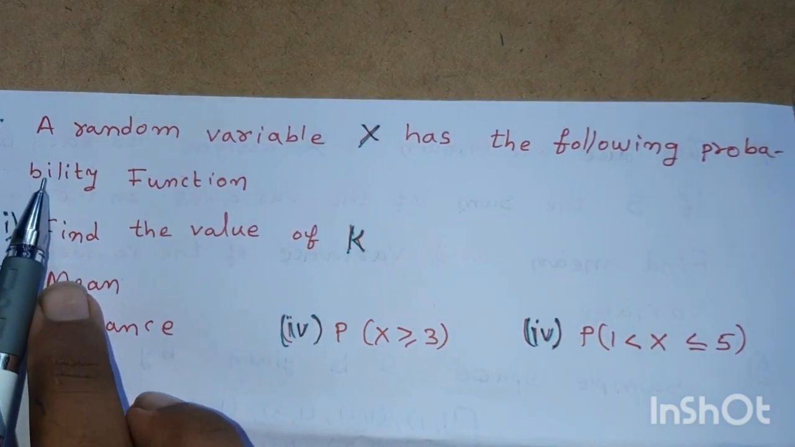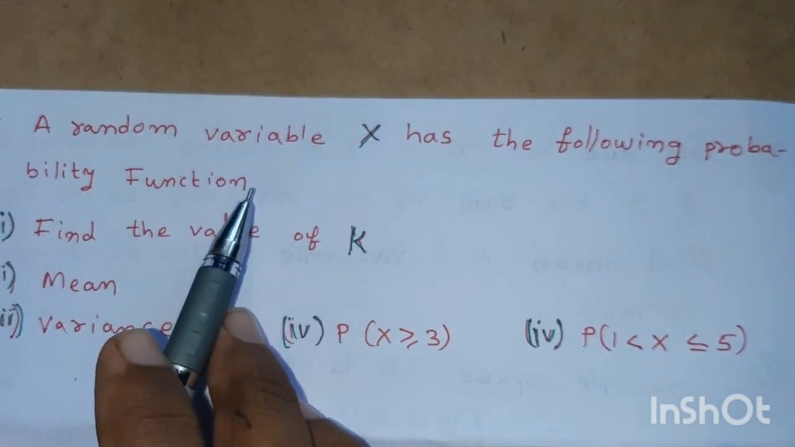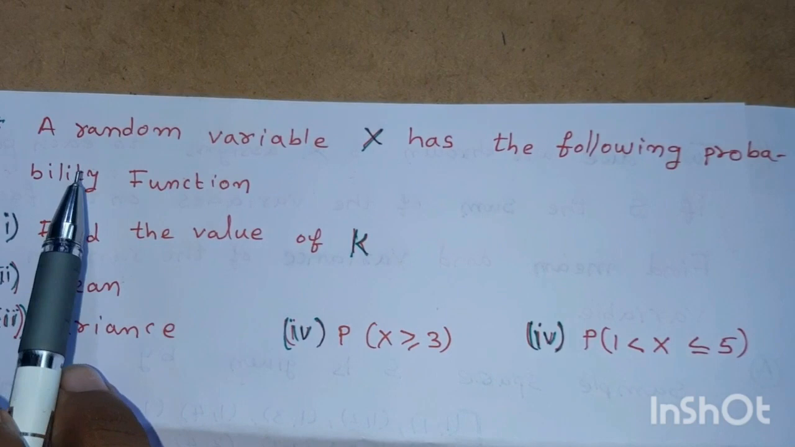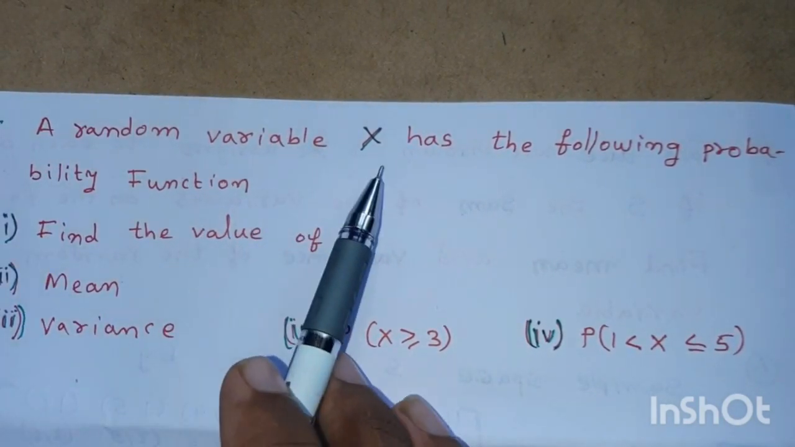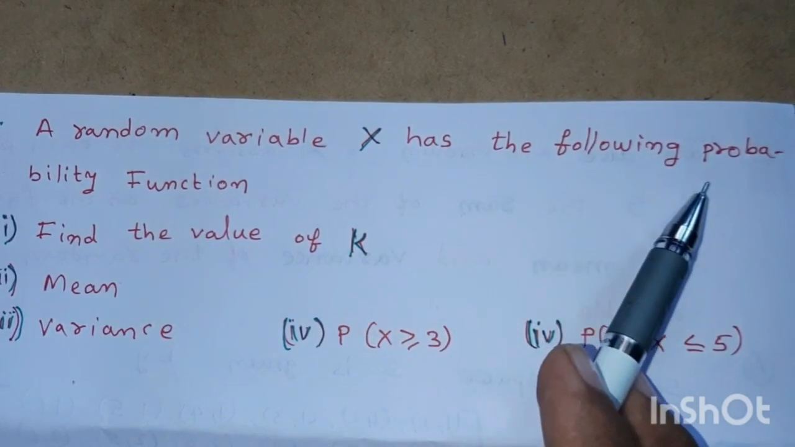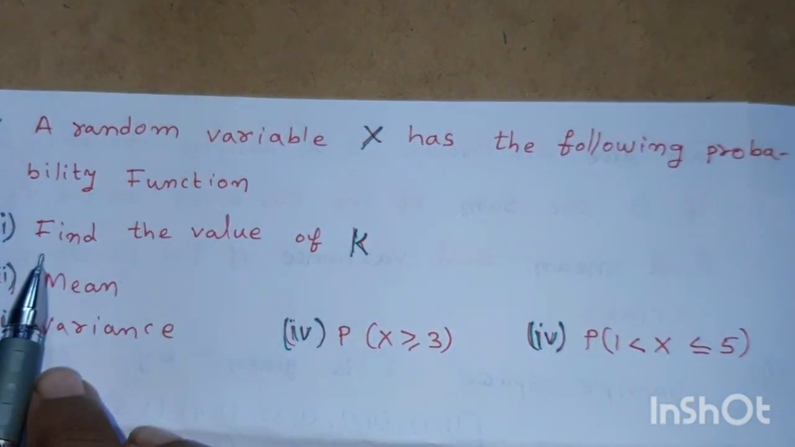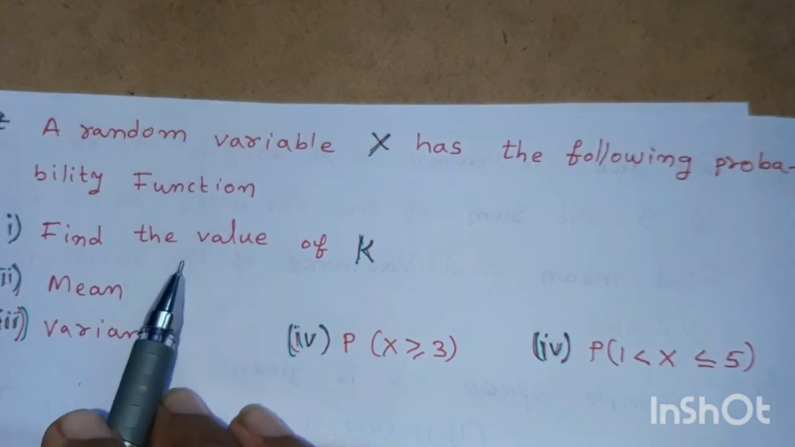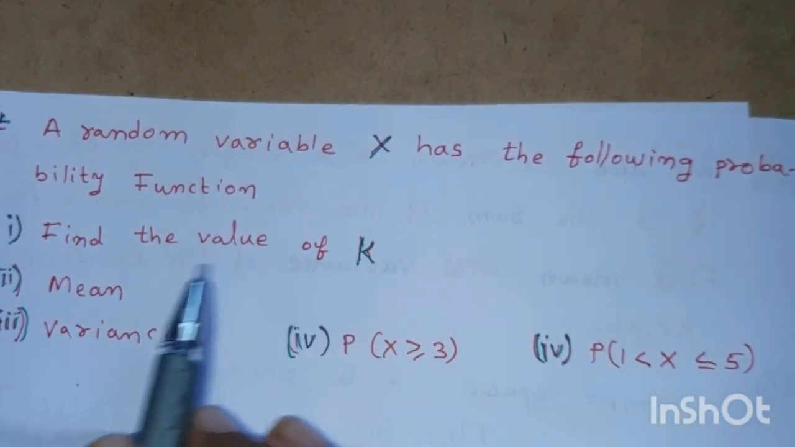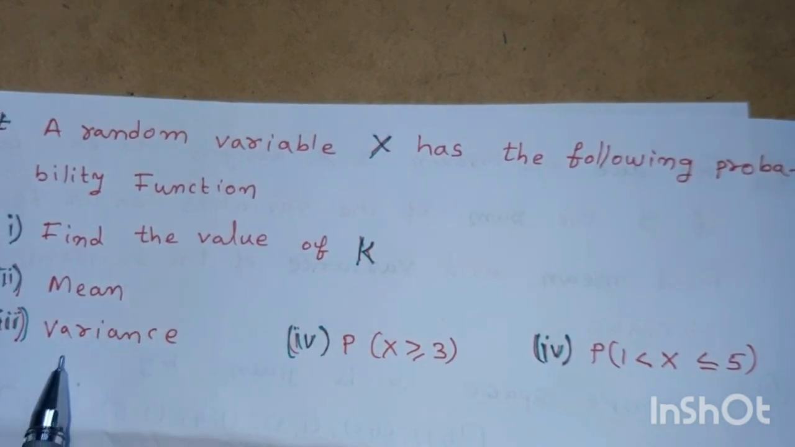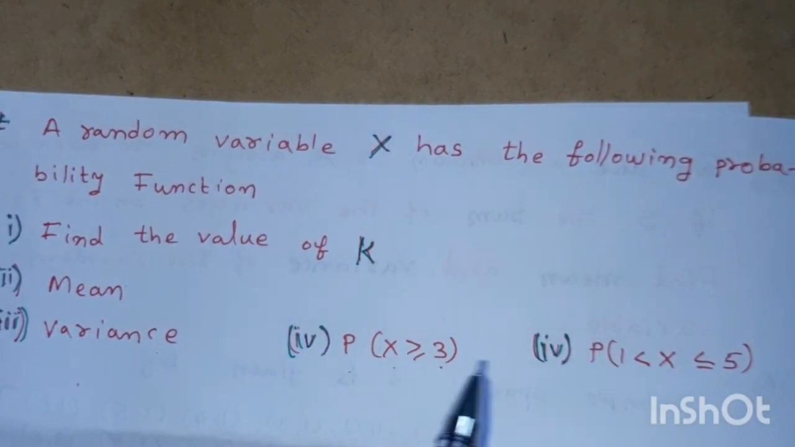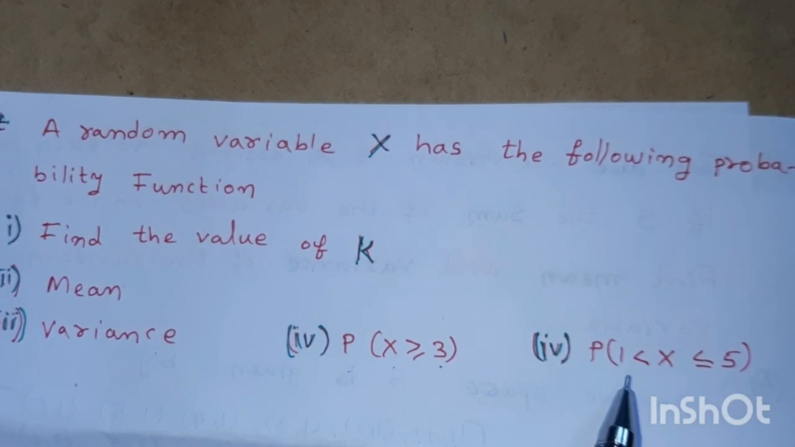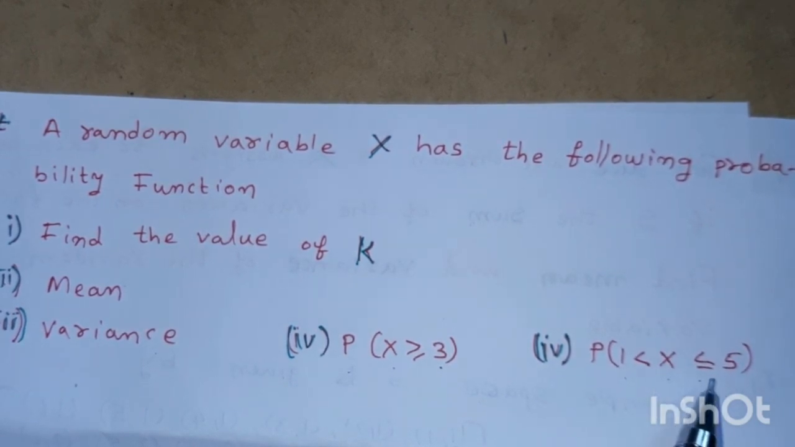Okay students, let us go to the problem of discrete random variable. Here in this problem a random variable X has the following probability function. Find the value of k, mean, variance, probability when X is greater than or equal to 3, and probability when 1 is strictly less than X is less than or equal to 5.